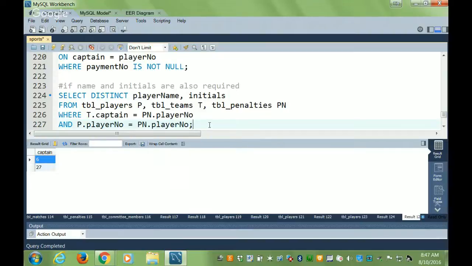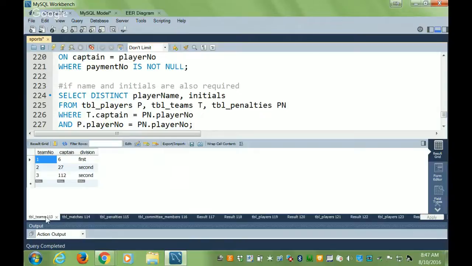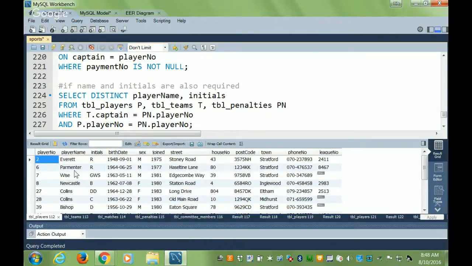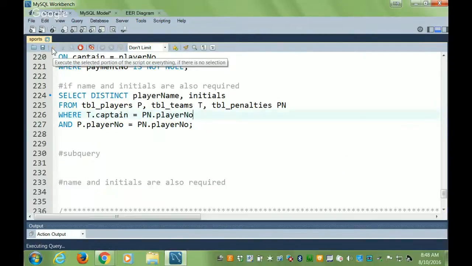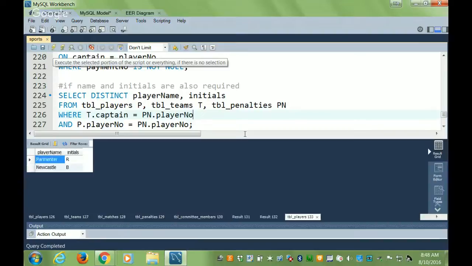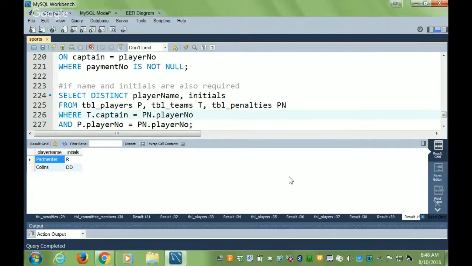Okay, so these are the two guys, the 6 and 27, who are captains. So Permenter R and Collins DD, right? So they are what they are. Okay, let's give it a go. So this is an inner join. I'm not sure about outer join, but we'll look at it. Okay, so the last one, there they are. So we know they are 6 and 27, just because we are doing it in sequence. Maybe it won't make so much sense, so you can show the player number also, and then you can be sure that things are happening right.